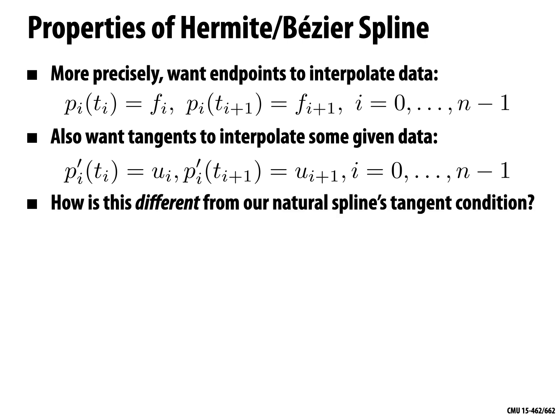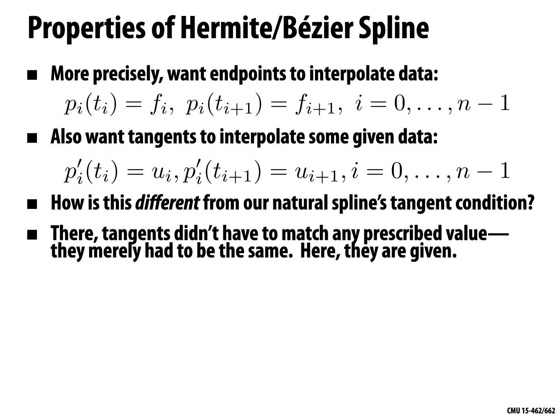Okay? So how is this different from our definition of a natural spline? There we also had some kind of condition on the values of the derivatives at the ends of the intervals. Well, there, the tangents didn't have to match a prescribed value. They just had to agree. We didn't care what the derivative was at the endpoints as long as the derivative at the right side of one interval matched the derivative at the left side of the next interval. Here we're doing something different. We have some fixed data that the derivatives have to match. Okay? So different kind of spline.